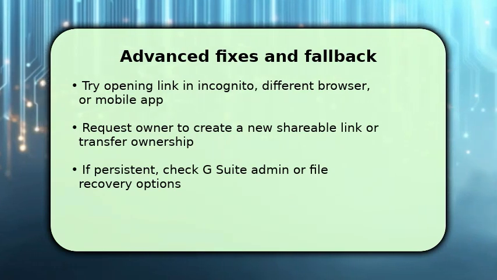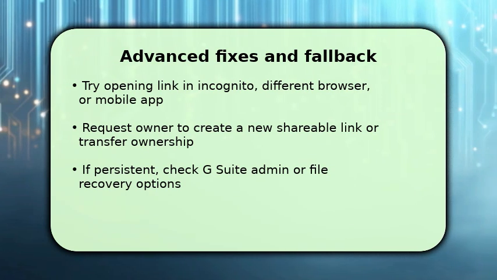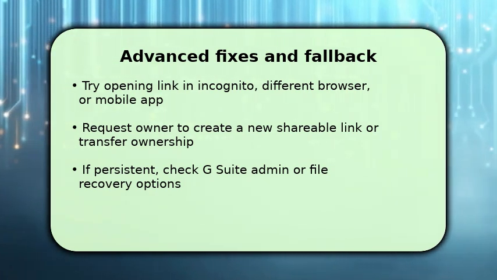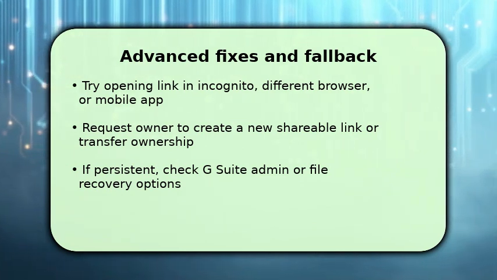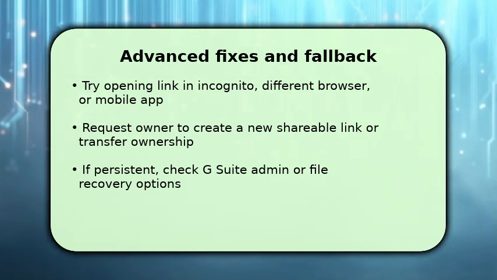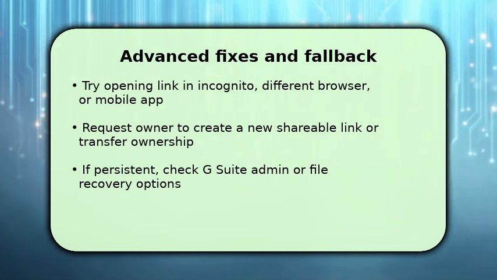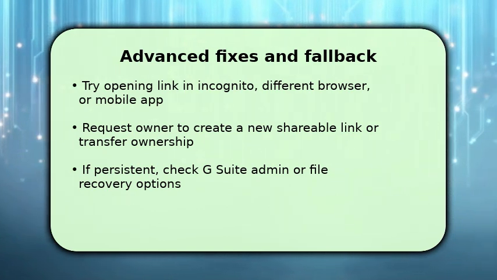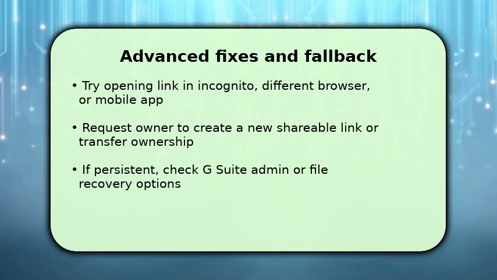Open the link in incognito or a different browser and clear caches to rule out client-side issues, and try the Drive mobile app. If that fails, ask the owner to generate a new shareable link or transfer ownership to a functioning account. Make sure to check organization admin controls if it's a G Suite account, because domain restrictions can block access. Troubleshooting tip: if you still see 404, have the owner restore the file from trash or use Drive's file recovery before retrying.